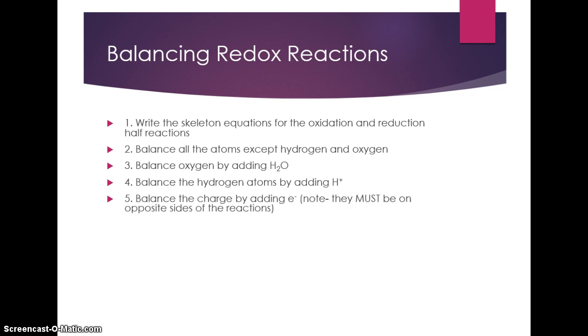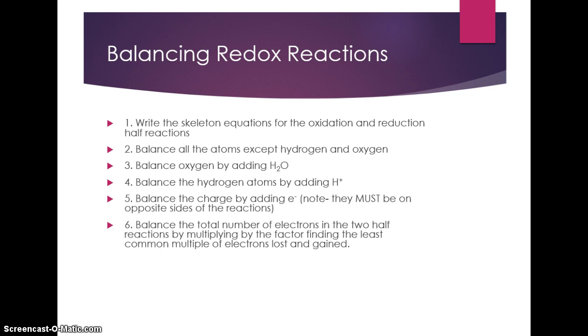We're going to balance the charge by adding in electrons. So note they must always be on opposite sides of the reaction. So in my two half reactions, I'll balance them. The electrons have to be on the opposite side. That's because we need to cancel them out. I don't have a jar of electrons in the prep room for me to use to add to a reaction, so we can't actually have them in the overall reaction.